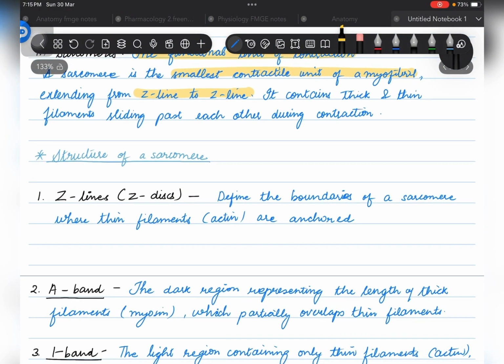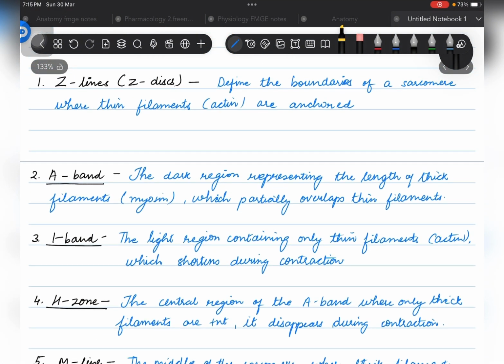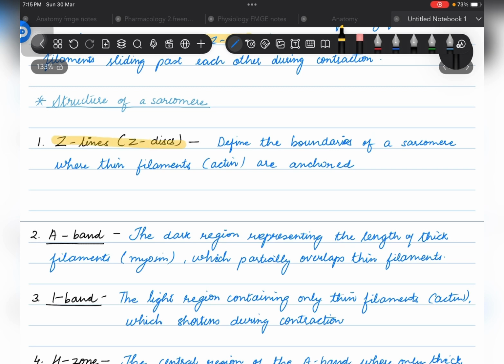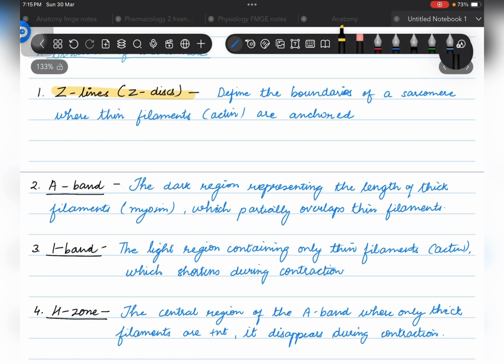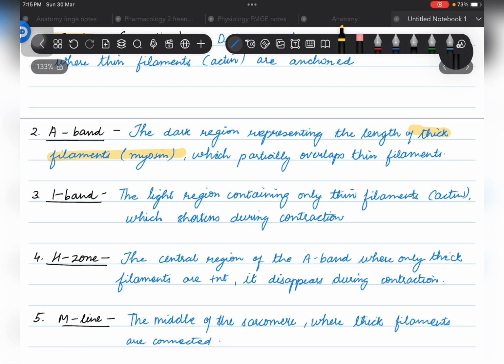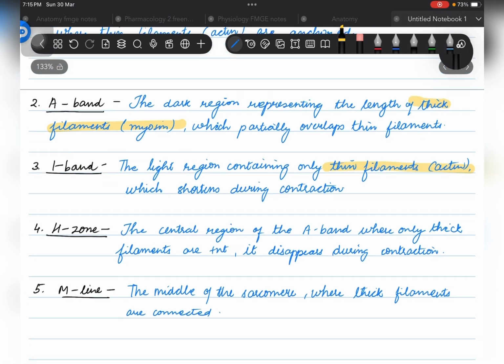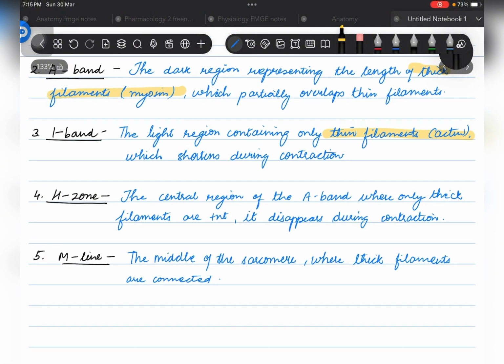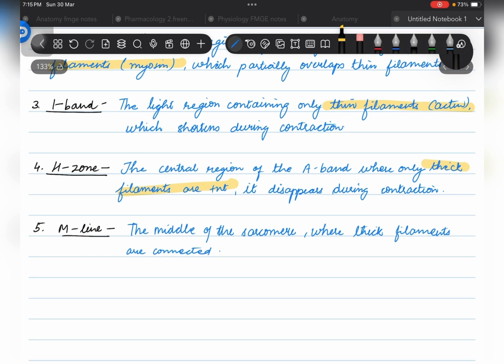Structure of a sarcomere: it includes different types of lines and bands. The first one is the Z line, which is also known as the Z disc. It defines the boundaries of a sarcomere where thin filaments, these are actin, are anchored. Second is the A band, the darkest region representing the length of the thick filaments, that are myosin, which partially overlaps the thin filaments. The third one is the I band, the light region containing only thin filaments, these are actin, which shortens during contractions. Fourth one is the H zone, the central region of the A band where only thick filaments are present. It disappears during contraction. M line is the middle of the sarcomere where thick filaments are connected.